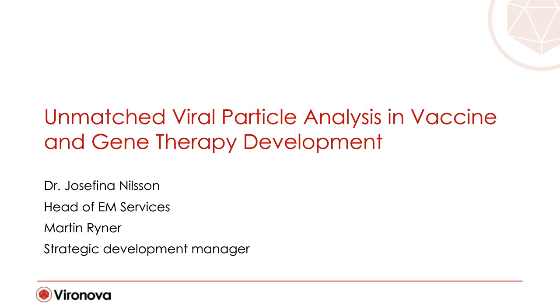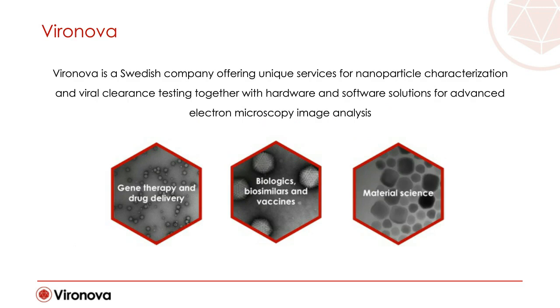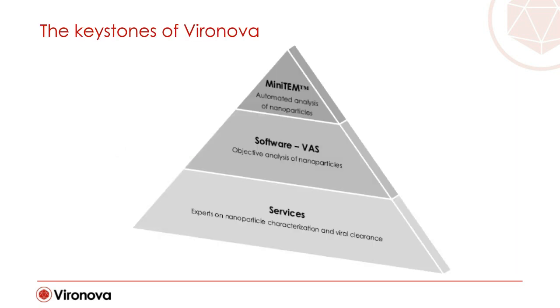So first, please let me give you a short introduction to Vera Nova. Vera Nova is a Swedish company located in Stockholm. We offer unique services for nanoparticle characterization and virus clearance testing, together with hardware and software for advanced electron microscopy analysis. To be able to do this, we need experts in interdisciplinary fields, like electron microscopy, of course, image analysis, programming, mathematics, virology, and structural biology.